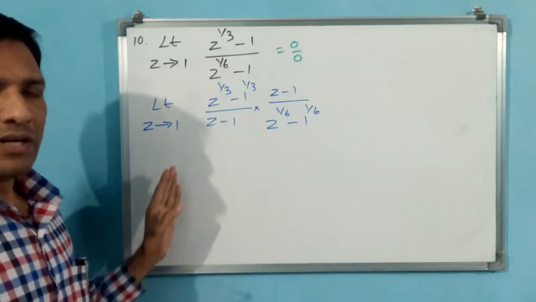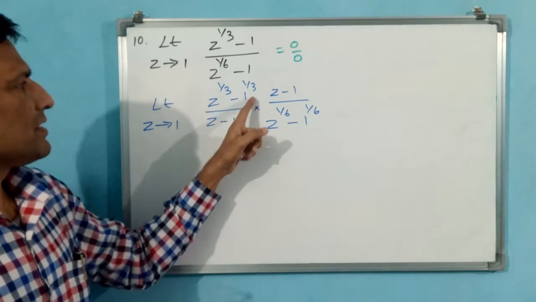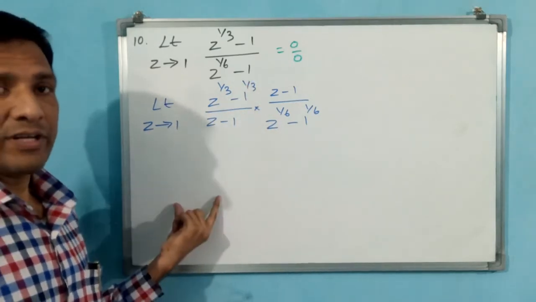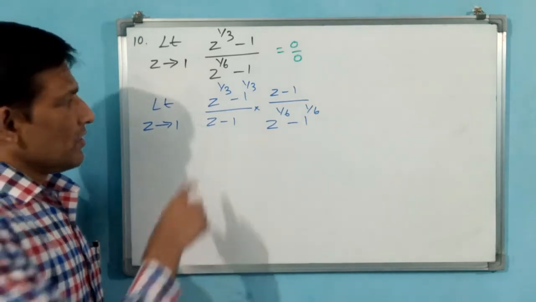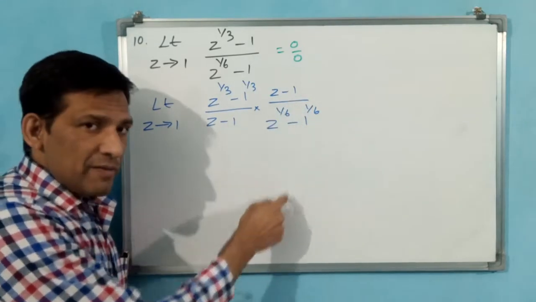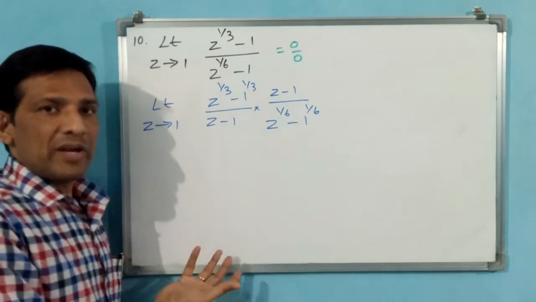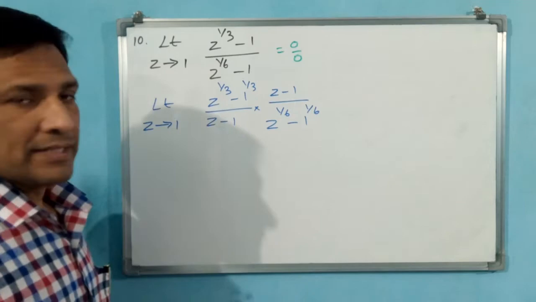Same formula: (x power n minus a power n)/(x minus a). Directly you can write. Here also you see, reversed. That means here n into a power n minus 1 will come, and here divided by n into a power n minus 1 will come. That's all. Okay. Let us write.